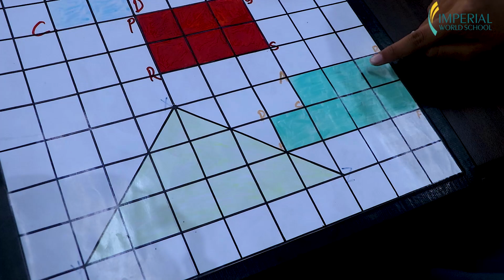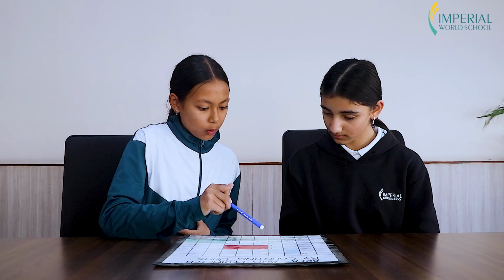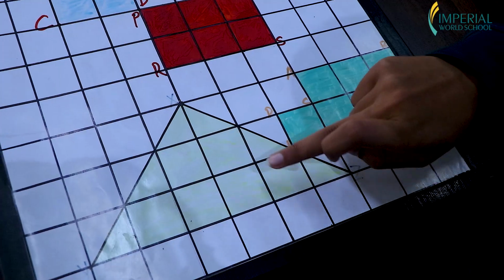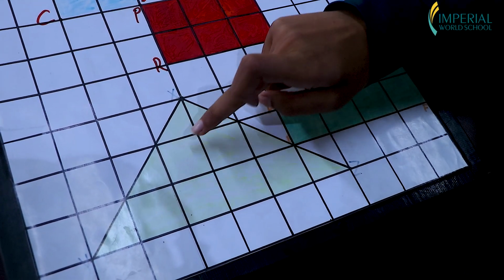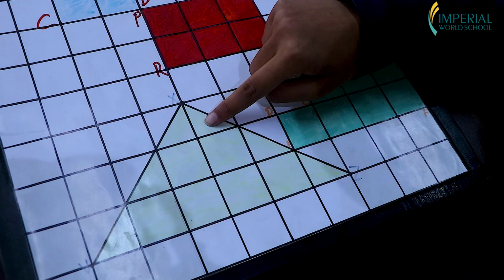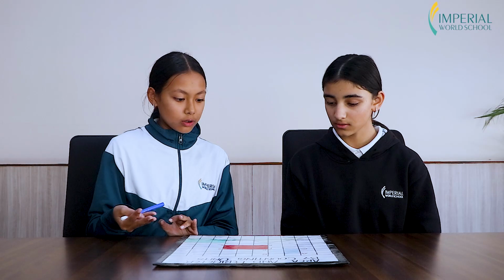Yes, now let me try to do these two. So there are 1, 2, 3, 4, 5, 6, 7. So there are 7 full boxes. And here there are 1, 2, 3, 4, 5, 6 full boxes. And there are 1, 2, 3, 4, 5, 6 halves. So 6 divided by 2 is 3. So 6 plus 3 equals 9.